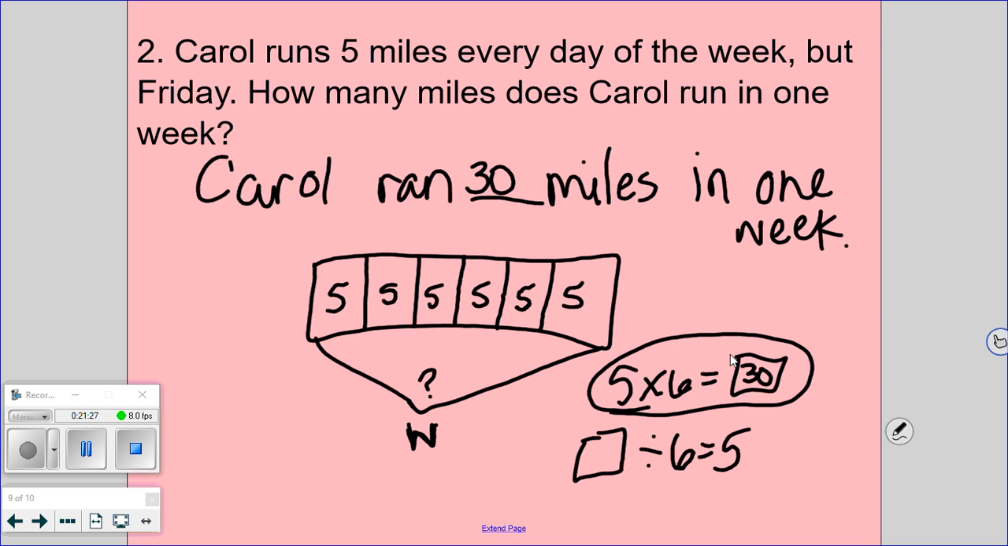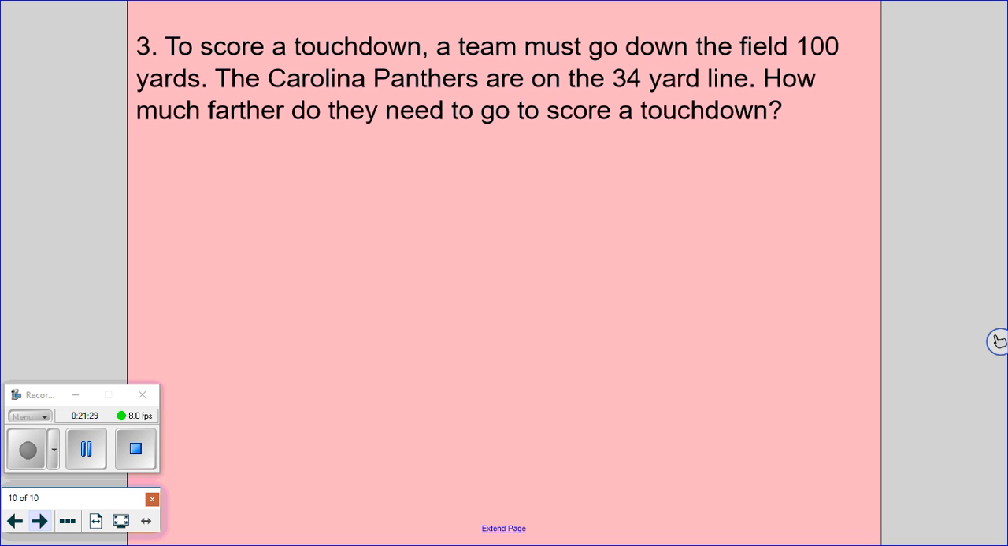Question number 3. It's our last one we're going to do together. All right. Question number 3. To score a touchdown, a team must go down the field 100 yards. Carolina Panthers are on the 34-yard line. How much farther do they need to go to score a touchdown? Figure out what it is that you are counting and write an answer sentence.